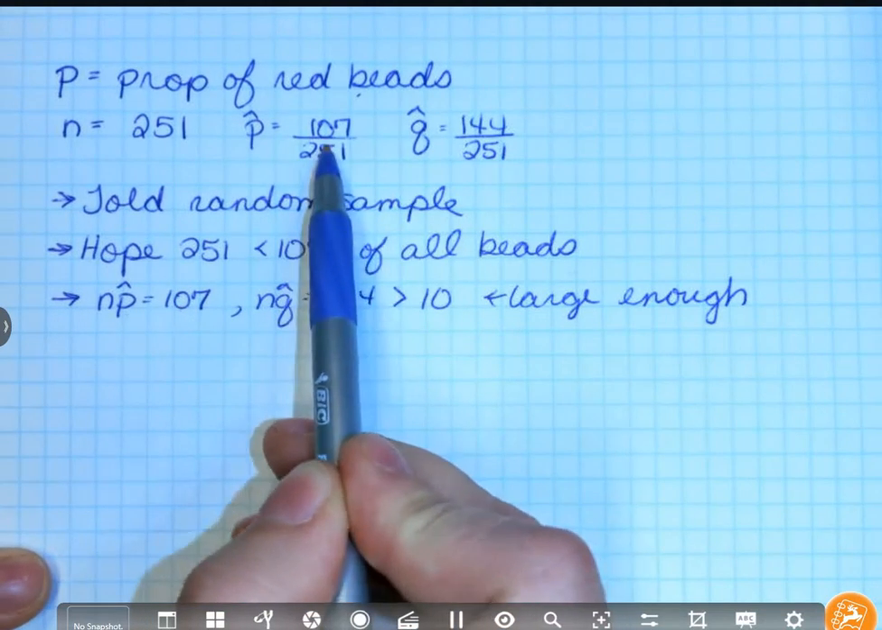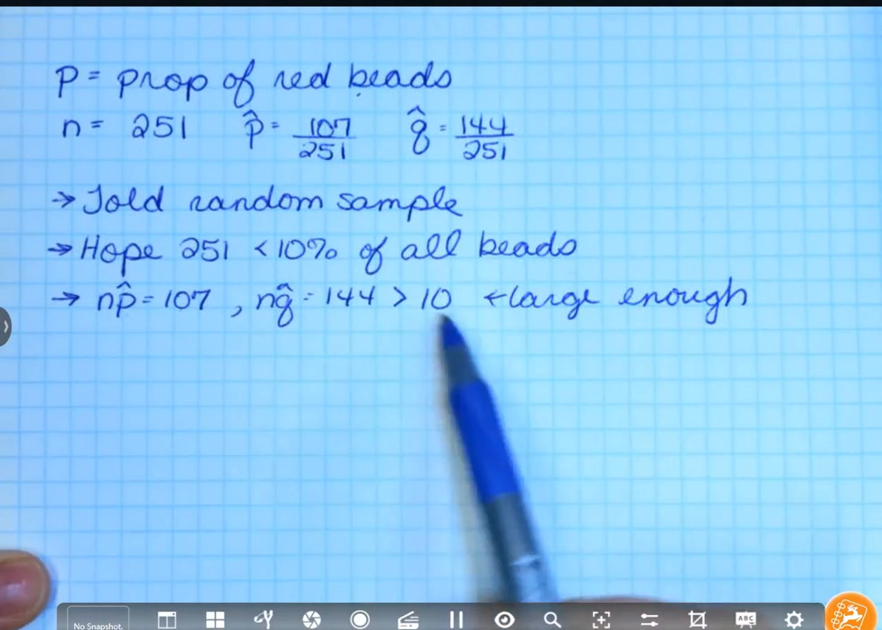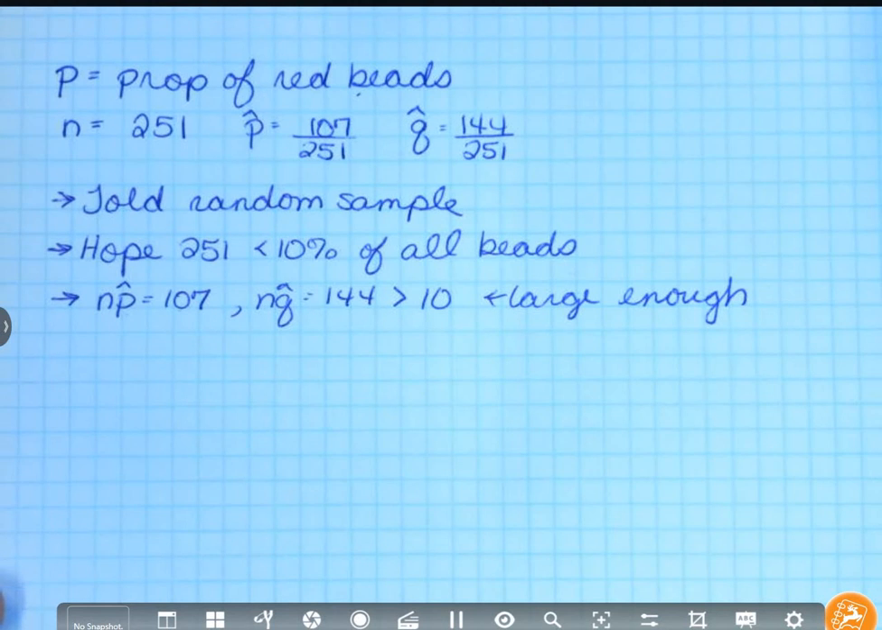n p hat, that's just the top number. n q hat, that's just the top number. Both of those are greater than or equal to 10. Really, you shouldn't have a case where it's equal to. It's very rarely, if ever, going to happen.